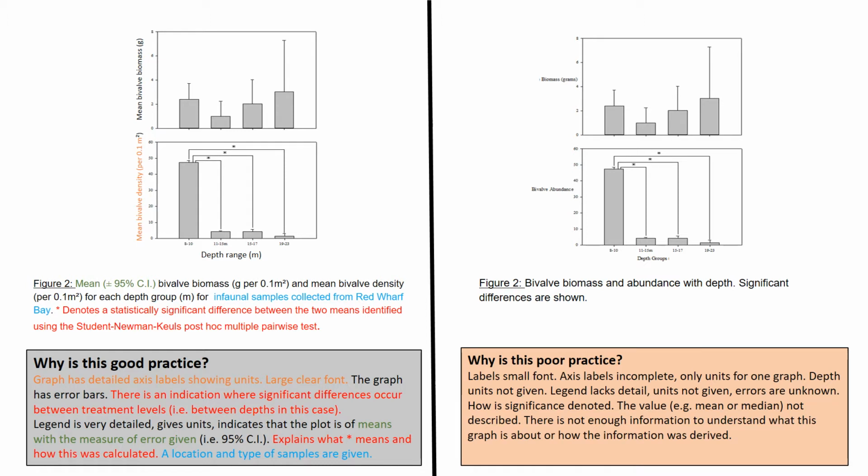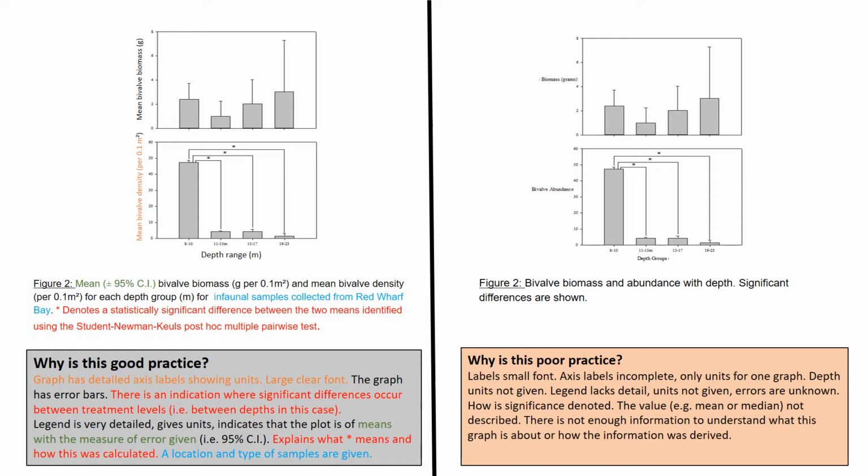Now if we look at the example on the right hand side, so this is poor practice, well straight away you can see the figure legend has far less text in it. So clearly that's an indication that there simply isn't enough information. So the text legend lacks sufficient information for us to understand what this figure is telling us in sufficient detail.